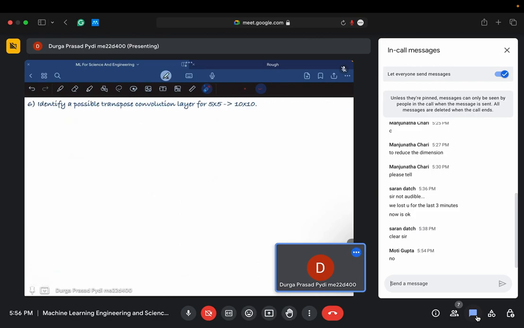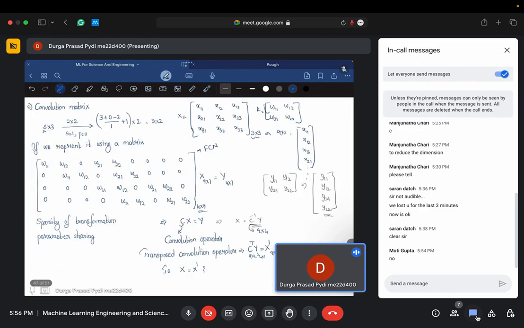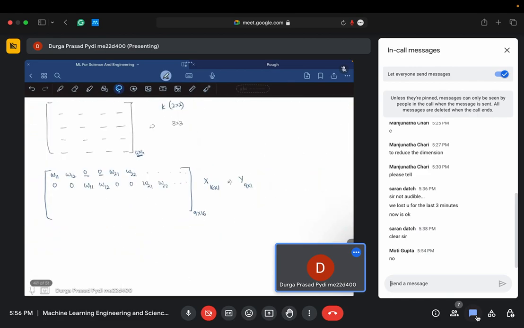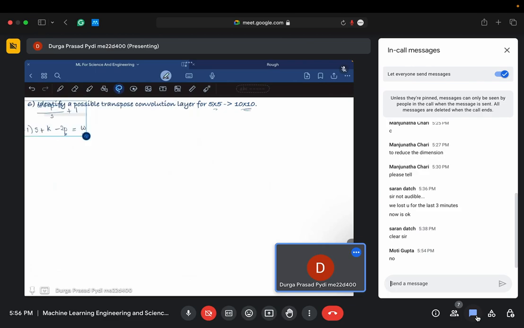Okay, now coming to this question. It is slightly different. You have a 5 by 5 input, and you want to upscale it to 10 by 10 using a transpose convolution. So how do you go ahead with this? If we recollect the original equation we had before, let me take both of these. This is for the normal convolution. This is for the transpose convolution.